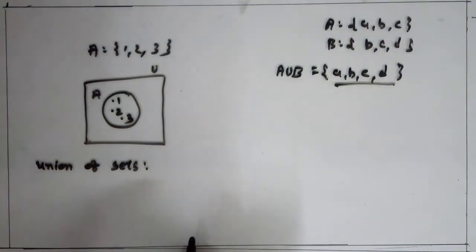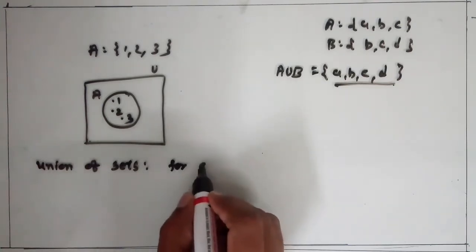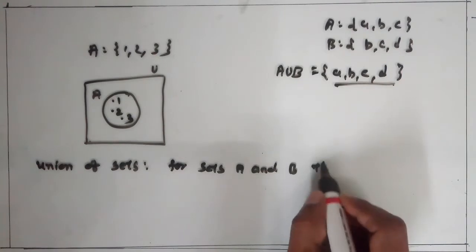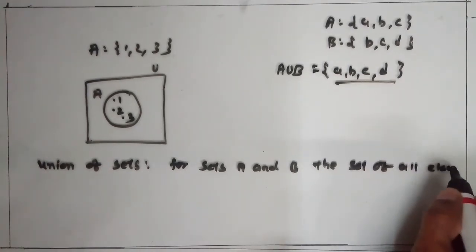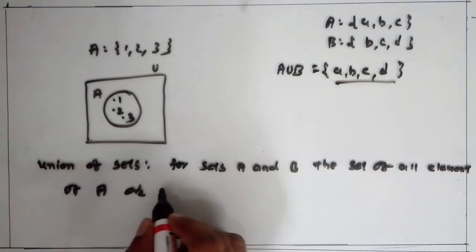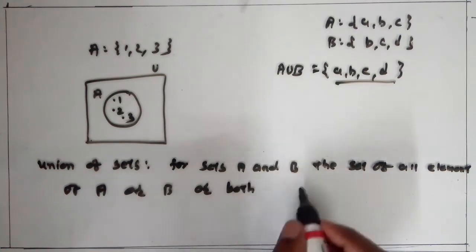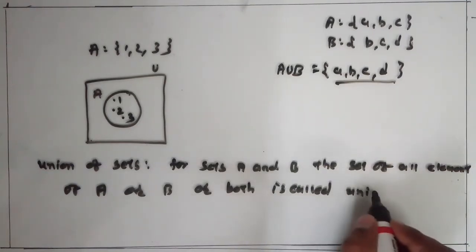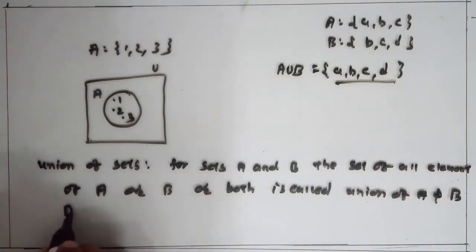That means, remember this is the definition of a union: for sets A and B, the set of all elements of A or B or both is called the union of A and B. Clear? And it is denoted by A union B.